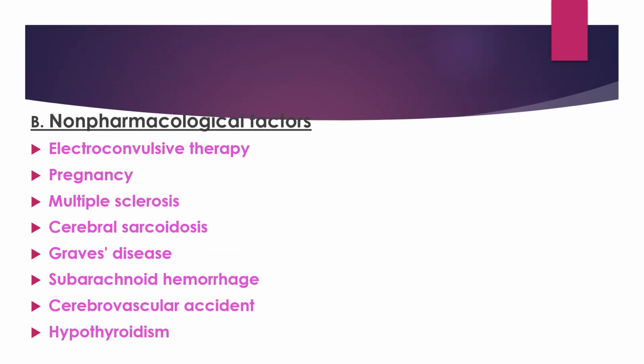non-pharmacological factors. These consist of non-drug factors such as electroconvulsive therapy, pregnancy in females, multiple sclerosis, cerebral sarcoidosis, Graves disease, or if someone is suffering from accidents such as subarachnoid hemorrhage or cerebrovascular accident, and patients suffering from thyroid disorders such as hypothyroidism.